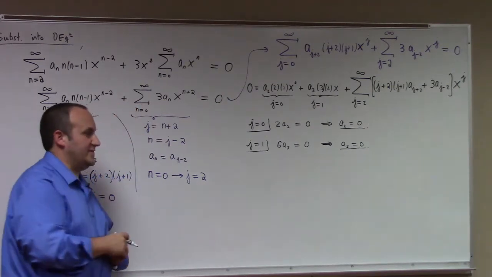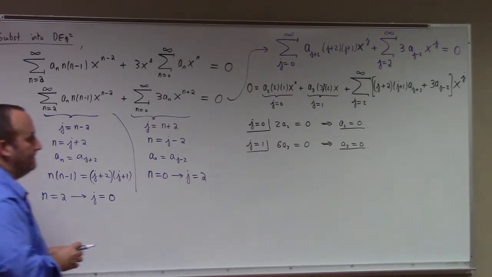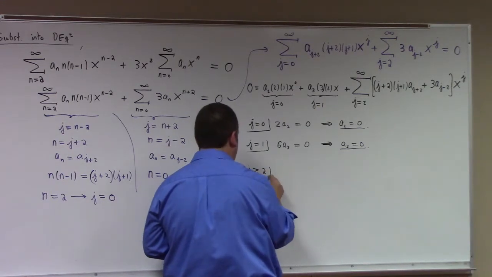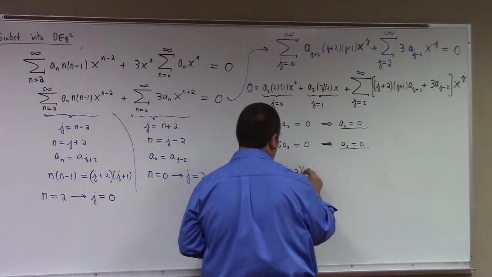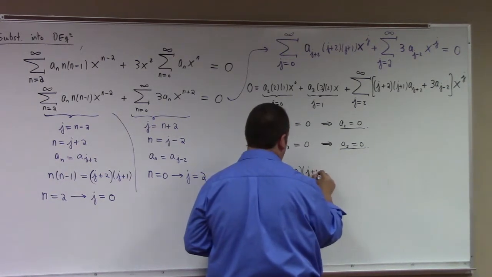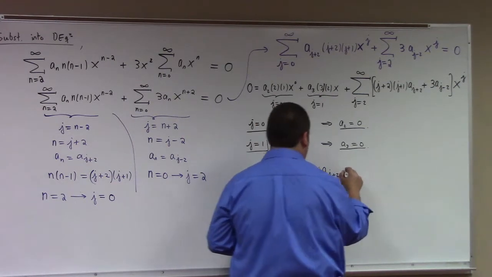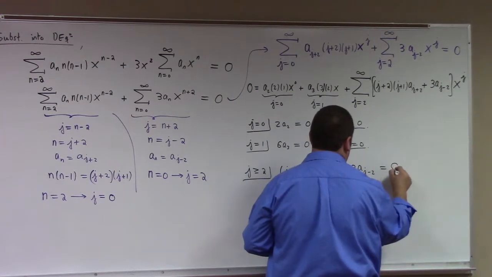What's suspiciously absent from this story? How about a sub 0 and a sub 1? Nothing to say there, not yet, anyway. Now, what's next? And then, for j greater than or equal to 2, we have the following relation. We have that j plus 2 times j plus 1 times a sub j plus 2 plus 3 times a sub j minus 2 is equal to 0.